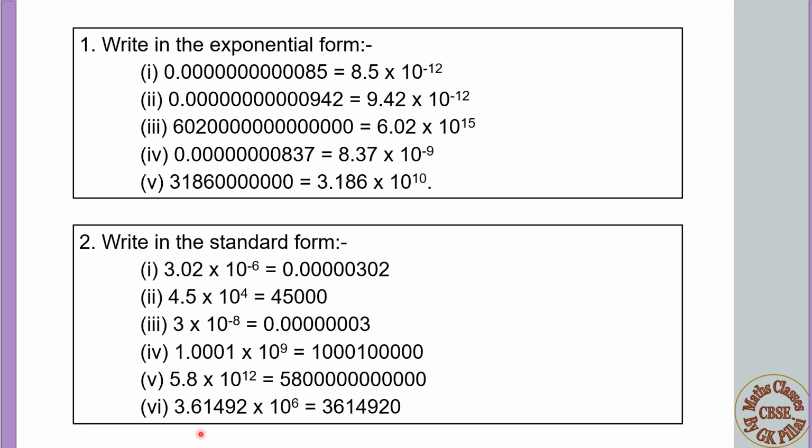The next one, 3.61492 into 10 to the power of 6. Once again here there are 5 digits but here it is 6. So you add one more 0. So this one is equal to this one.